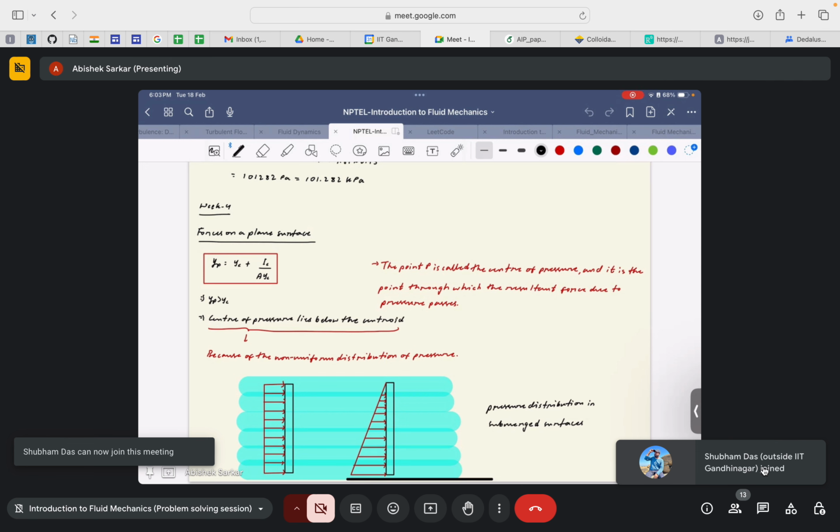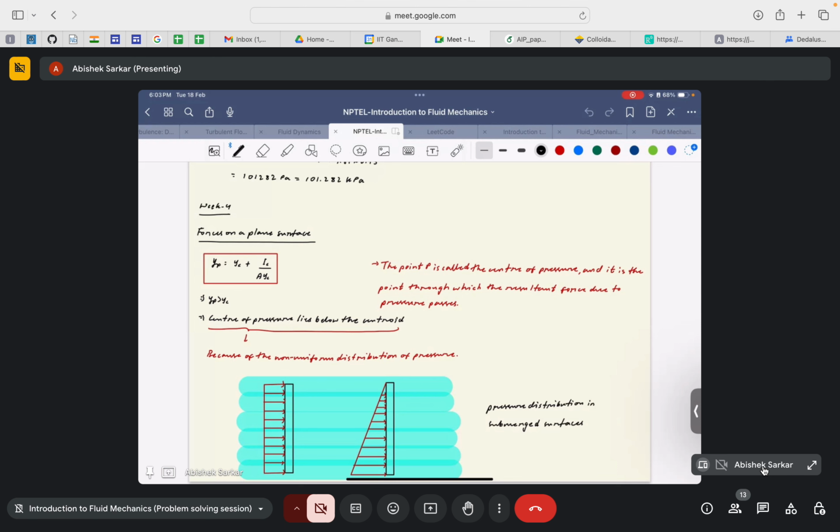And this week, we will be primarily looking into the forces on plane surfaces, like how to derive the expression for force on a plane surface, and primarily looking into the significance of this center of pressure, these things.